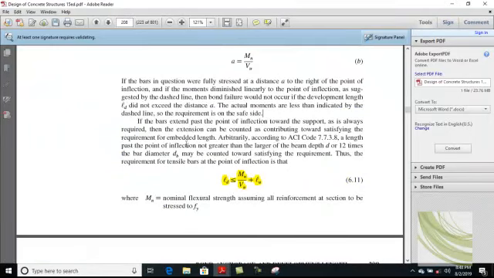Past the point of inflection, it extends a distance toward the support, as is always required. It is required, practically, to be provided. Then the extension can be counted as contributing towards satisfying the requirement for embedment length. Arbitrarily, according to the ACI code, this is the restriction: a length past the point of inflection not greater than the larger of the beam d or 12 times the bar diameter may be counted towards satisfying the requirement.